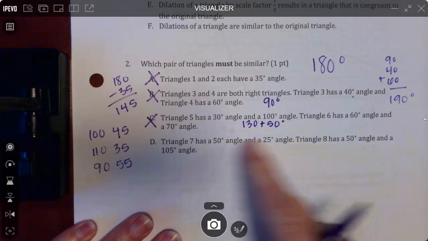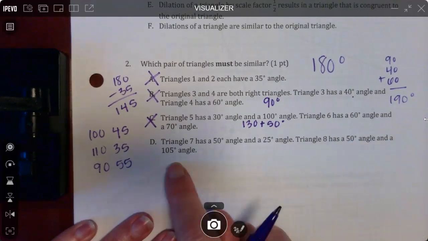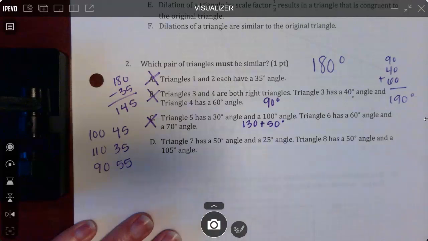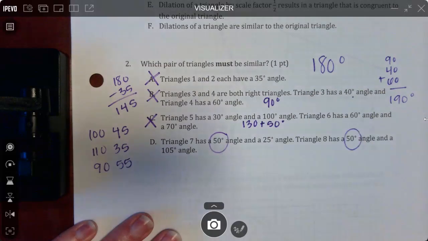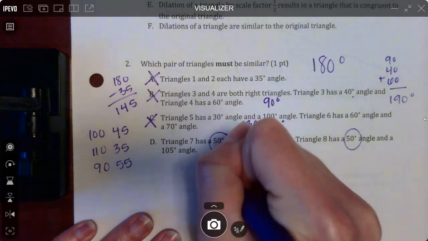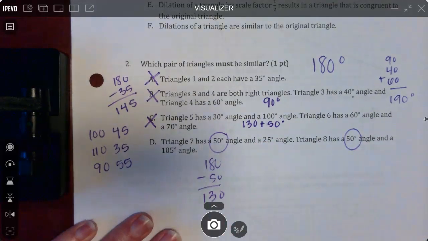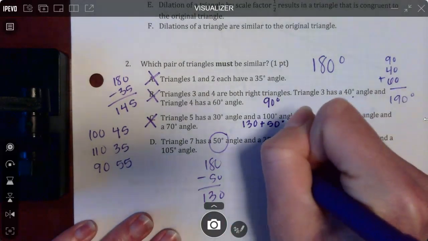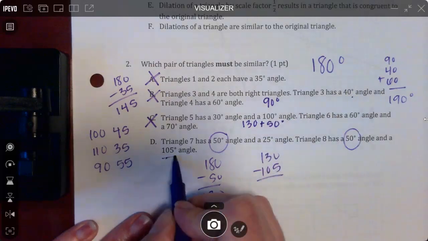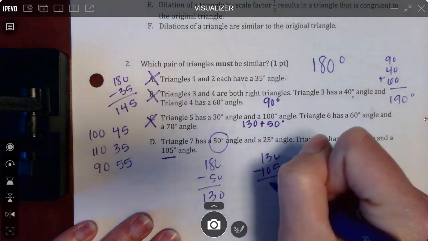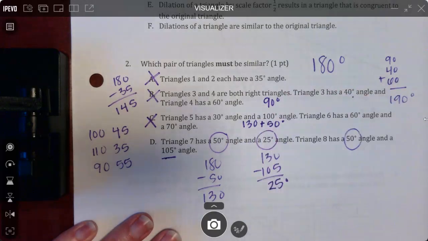Last one, I've got a 50 and a 25 in triangle 7. And then I've got a 50-degree angle and a 105-degree angle in triangle 8. Well, right now the 50-degree angles match, so that's one that accounts for. If I do 180 minus 50, I have 130 degrees left. If I do 130, take away 105 to account for this angle, then I'm down to 25 degrees. And that is what this angle is.